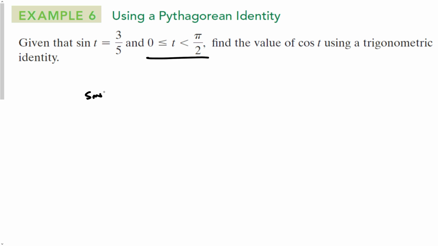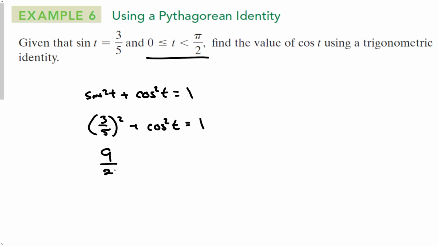So that the sine squared plus the cosine squared of any angle is equal to 1. So that means that 3 over 5 squared plus the cosine squared is going to be equal to 1. 3 over 5 squared is 9 over 25 plus the cosine squared is going to be equal to 1. Subtract both sides. So the cosine squared of t is going to be equal to 16 over 25.